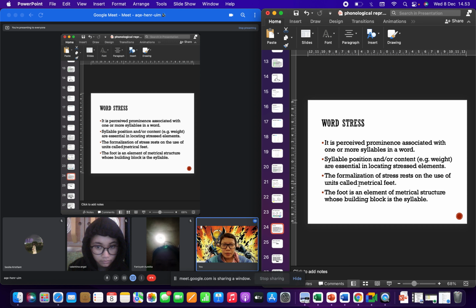And then what about the formalization? Here the formalizations of the stress show by giving the rest of the formalizations that we use, and we call it a metrical foot. The metrical foot is defined as the element of metrical structure that we build as the syllable. So when we build the syllable note, actually we build it by using different metrical structures.